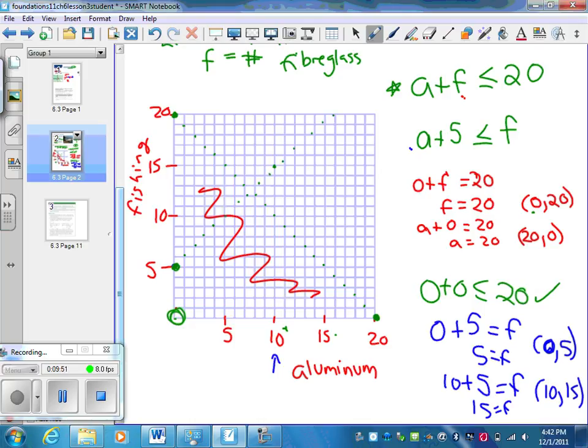Okay, so now what I'm asking is, am I going to shade in orange everything up here or everything down there?